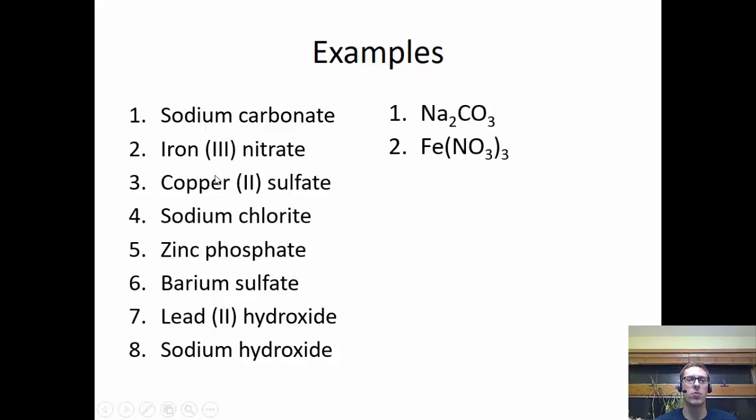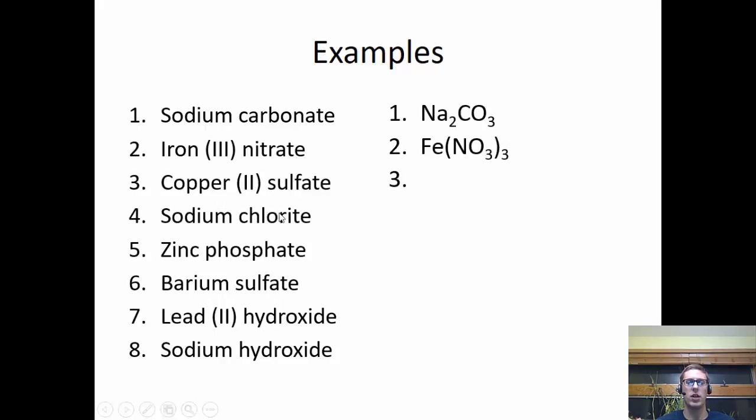What about this one? Copper(II), we know Cu2+, and sulfate. Well, I'll let you figure that guy out. How about this next one? Sodium and chlorite. See if you can figure that guy out.